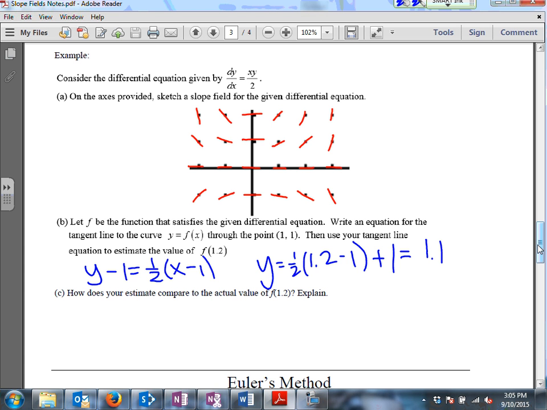Okay. Now, why do we use a tangent line to approximate this value? Why would we do that? We don't have the original curve, do we? No. Okay. Well, that's the biggest reason. We can't get there right now. But if we know the tangent line, we know we can get close. Now, part C. How does it compare to the actual value? Is 1.1 an over or an under estimate?